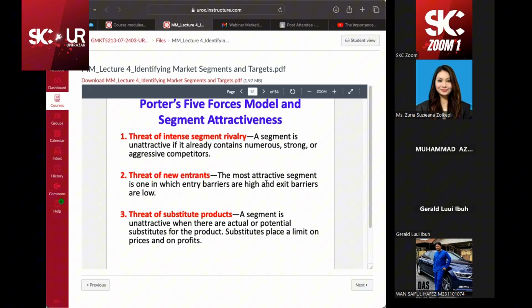And then threat of substitute products, this is what we have nowadays. When we have online platforms like Shopee, kita ada banyak sekali substitute products that we can find more cheaper. I think the most attractive thing about Shopee is the price, the cost, apa tu orang panggil, the cost effective, very cheap. And then the variety, one platform can have various choices. A segment is unattractive when there are actual or potential substitutes for the product. Substitutes place a limit on price and profit.